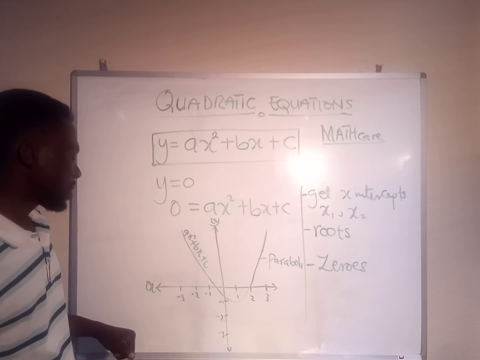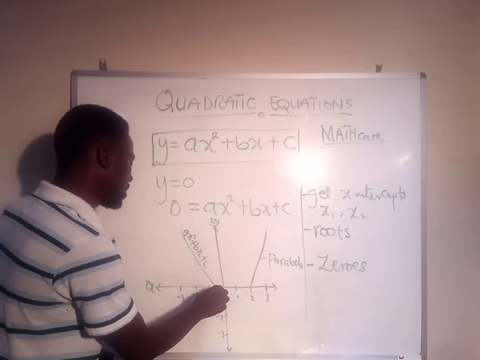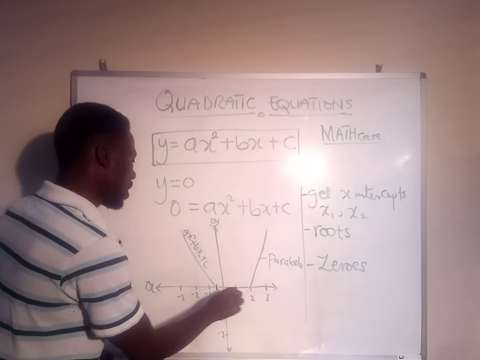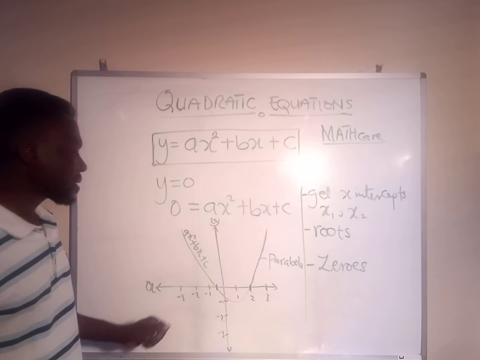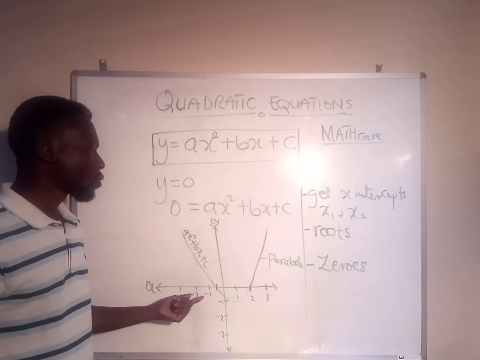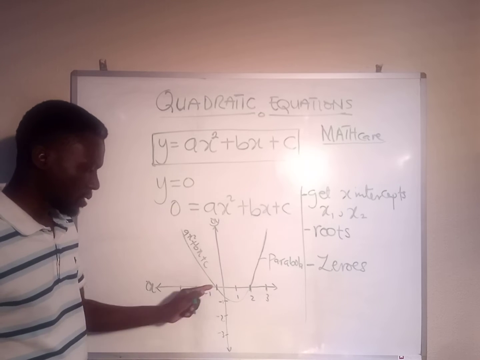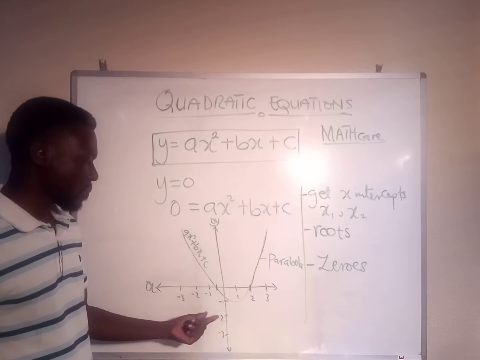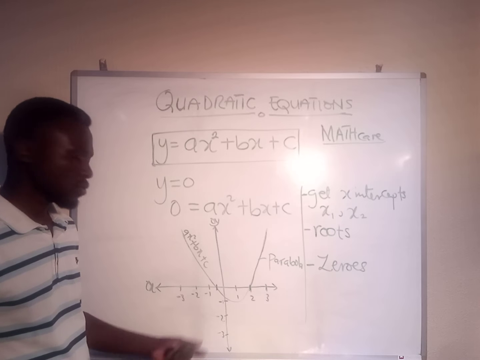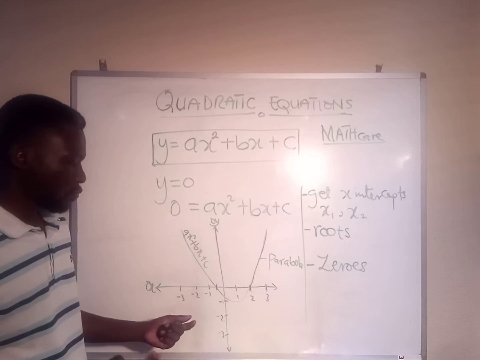Now you could see that this graph cuts the x-axis at this point, and then it also cuts the x-axis at this point. It means that these are the zeros of this equation or this graph. These are the zeros, or these are the x-intercepts. Remember, we have x1 and x2, so this is x1, and then this is x2. So we have two values.